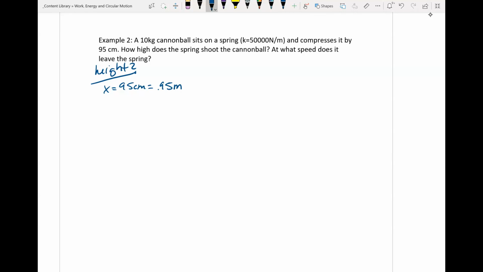Now, thinking about our equation we're going to use, potential energy plus kinetic energy will be our total energy. And I'm going to consider the total energy while it is on the spring. Our energy is going to be conserved, so it's going to equal the potential energy and the kinetic energy when our cannonball's in the air at its peak.